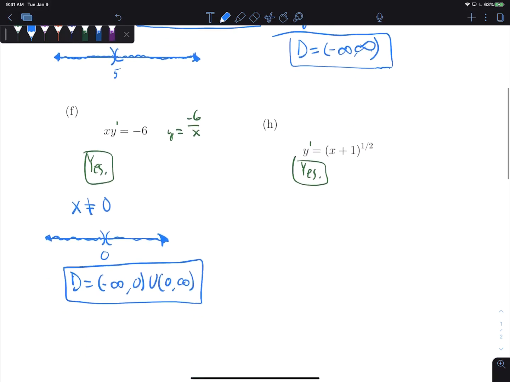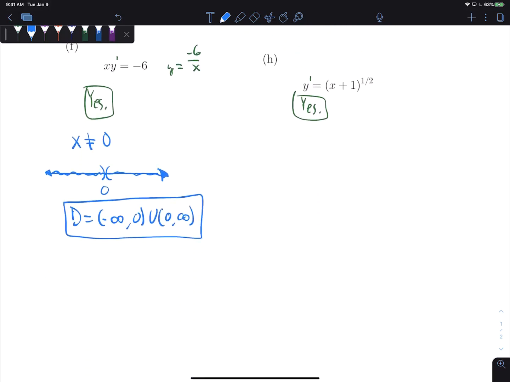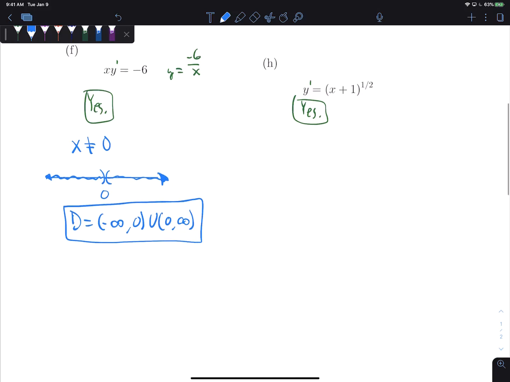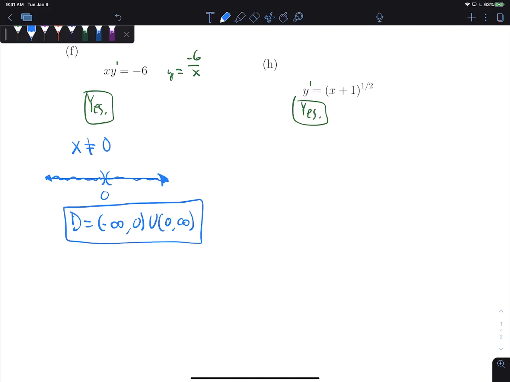Excellent. Now let's look at letter H. The same thing is happening with H, except this time the exponent is to the 1/2 power. So y equals, and since it's 1/2 as an exponent, that means we're working with the square root of x plus 1. We take the radicand, in this case x plus 1, and say that it has to be greater than or equal to 0.